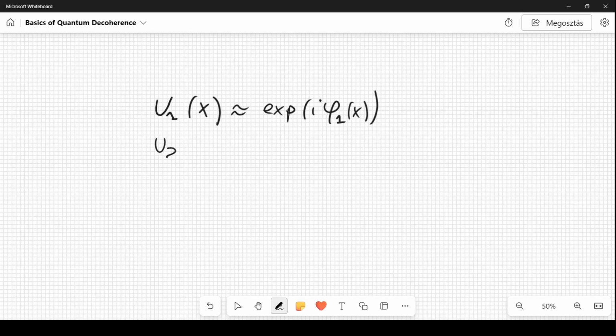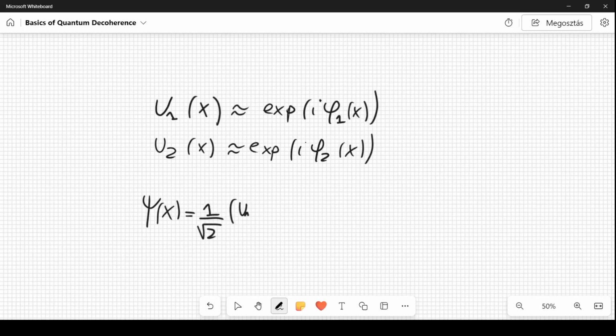And similarly, we have a second wave that we call u2, of the order of an exponential i phi 2 of x. So the amplitude of the two waves is comparable, so they are almost of the same order. So we can say that the amplitude of u1 is 1 and the amplitude of u2 is 1, basically. But there is a phase difference between the two waves. And let's assume that we have a wave function which is made up of these two waves. And we define the wave function to be 1 over the square root of 2, and then we have u1 of x plus u2 of x.